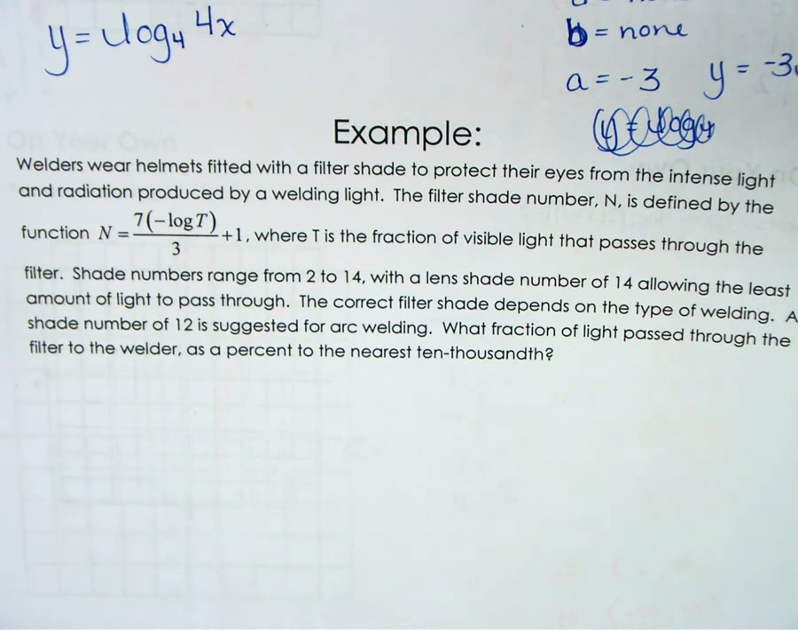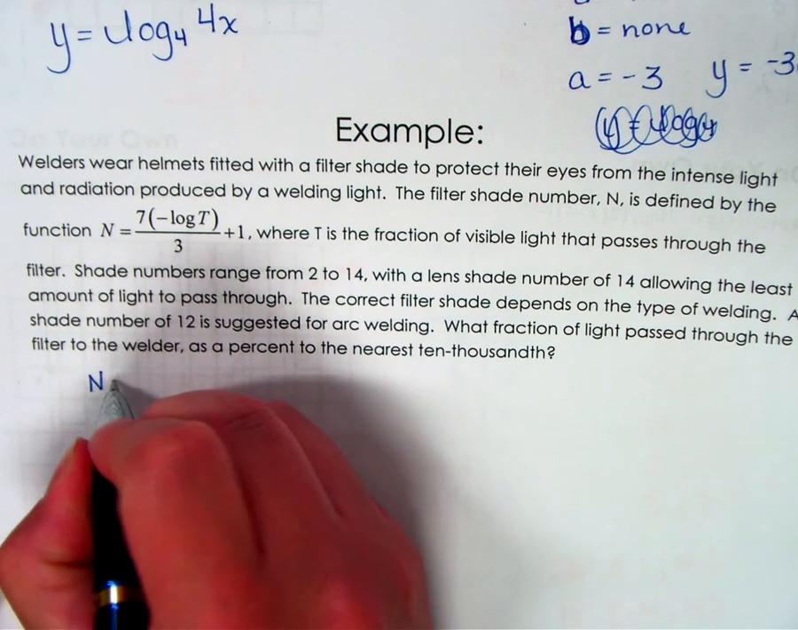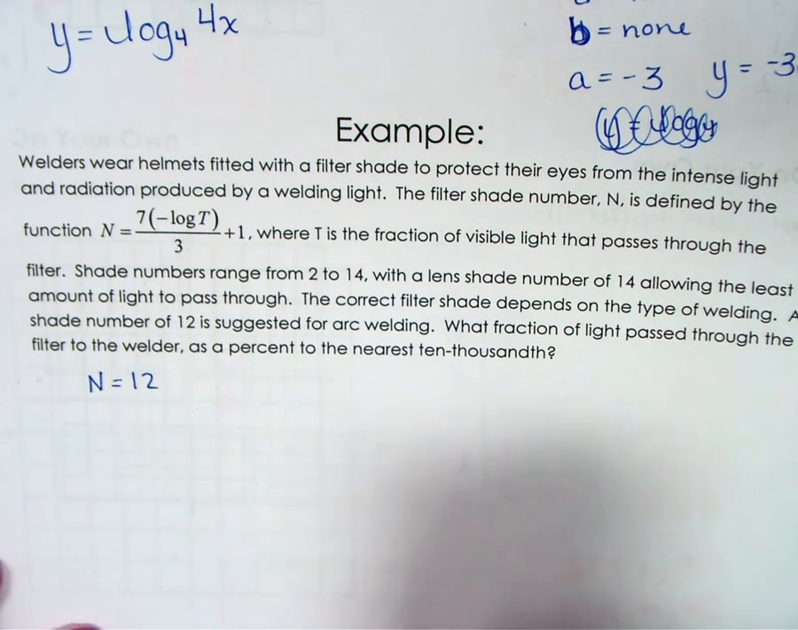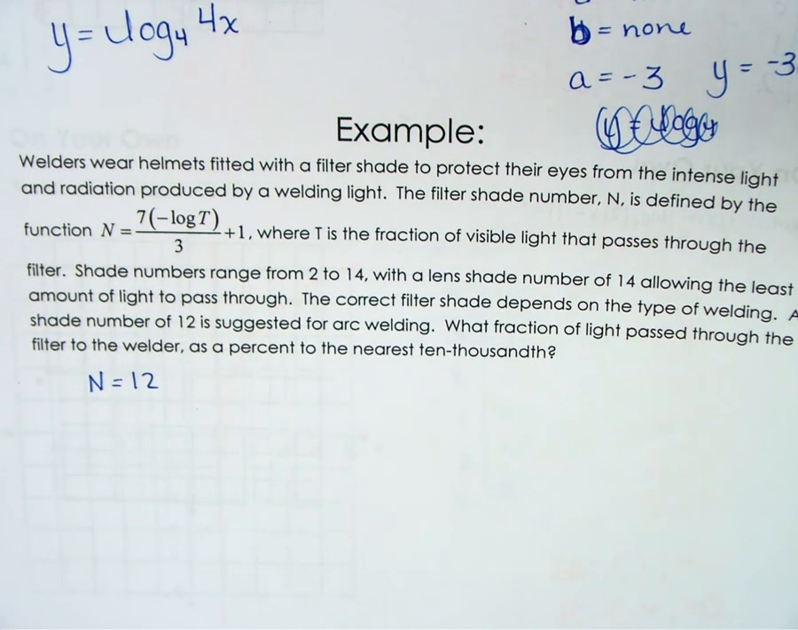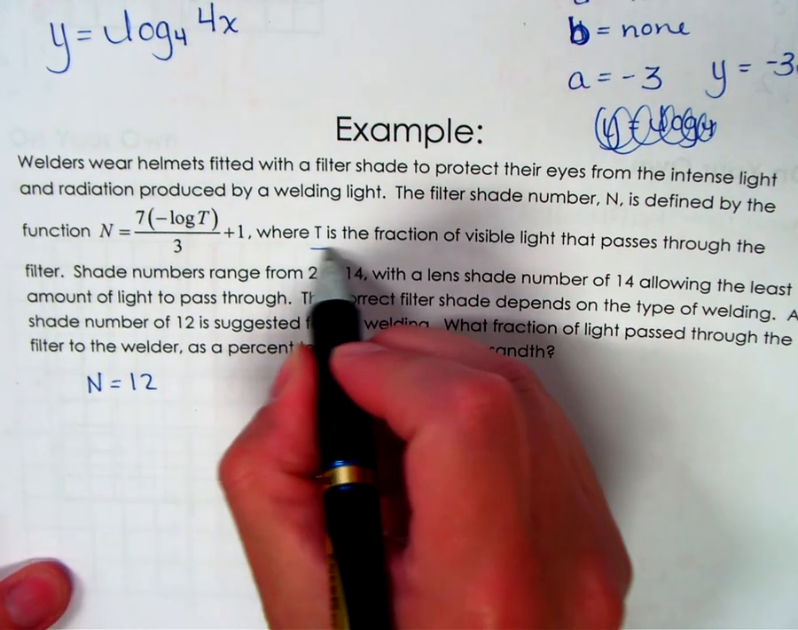Okay, first of all, you're arc welding. What's my shade? What's my number? 12. So we're going to substitute that in. What are we trying to solve for? T, because T is the fraction of visible light.